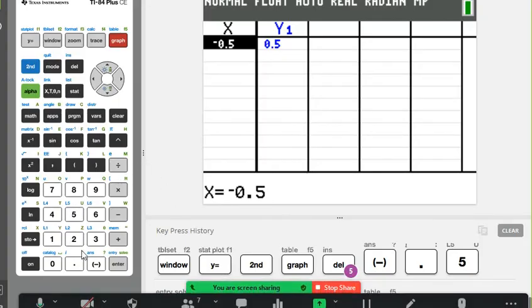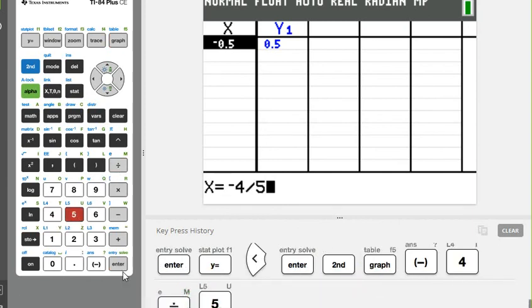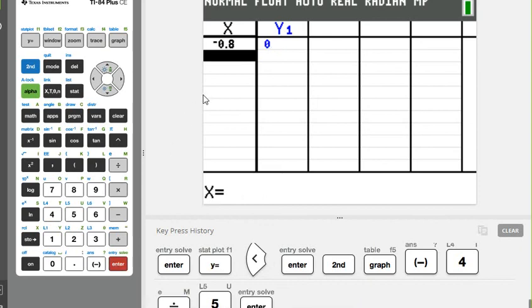For instance, if I type in -4 divided by 5, it's going to turn that into a decimal as soon as I press the enter key. But then I get a 0. Can I use something that gives me a 0? Yes. All right. You can keep on testing points until you figure out which intervals you want to use and which endpoints you're going to include.